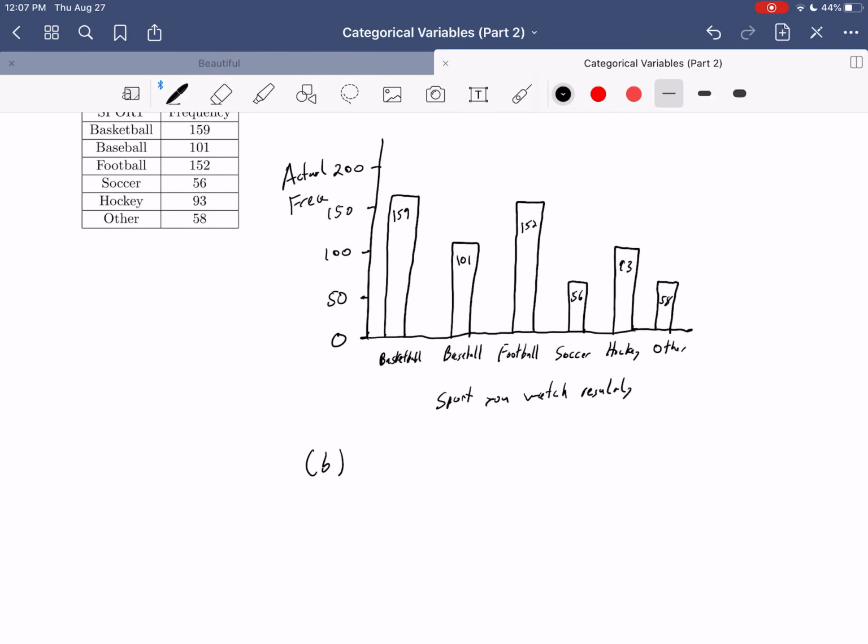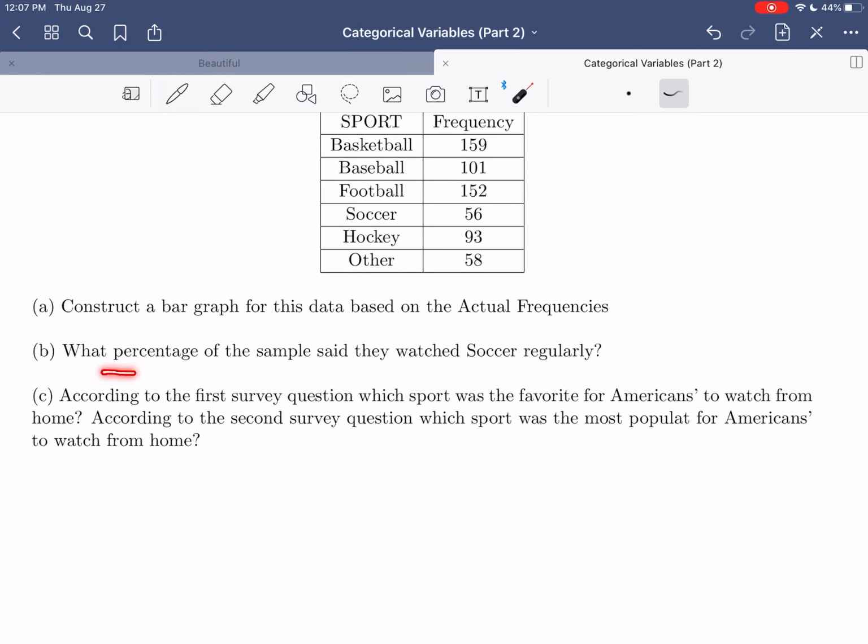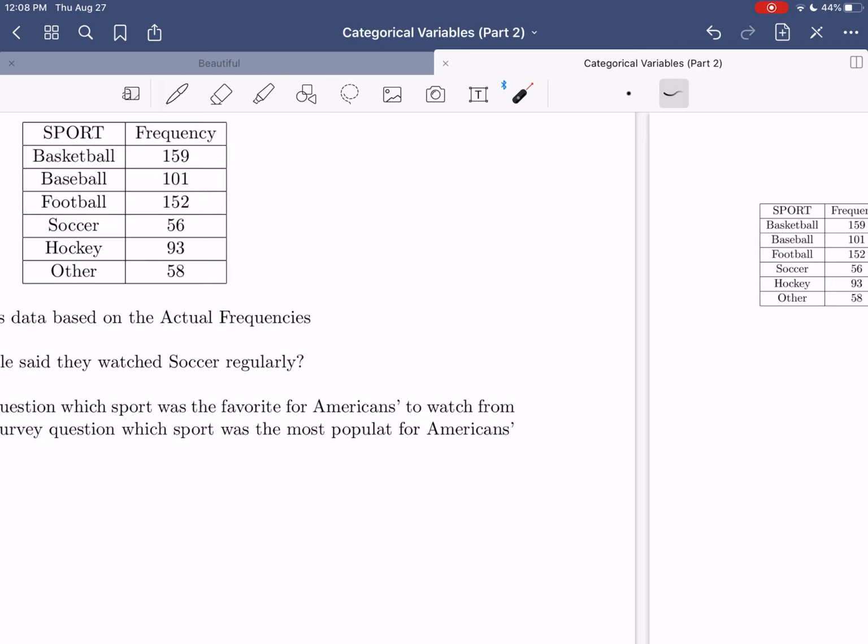So I think for B, we had a question here. We wanted to say, what percentage of the sample said they watch soccer regularly? Now, this is an interesting question here. We have to be careful with this. We're saying what percentage of the sample? Remember, the sample is those 368 people that we asked. So we want to know what percentage of the sample said they watched soccer regularly. So we will take that 56 and divide by that 368.